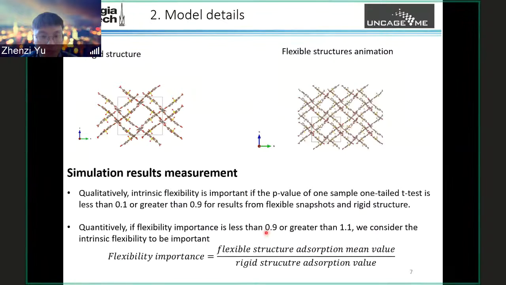So, how can we measure the simulation results? Qualitatively, intrinsic flexibility is important if the p-value of one-sample t-test is less than 0.1 or greater than 0.9 for results from flexible snapshots and rigid structure. Quantitatively, if flexibility importance is less than 0.9 or greater than 1.1, we consider the intrinsic flexibility to be important. So what is the flexibility importance? It's barely a ratio of flexible structure absorption mean value divided by the rigid structure absorption value.